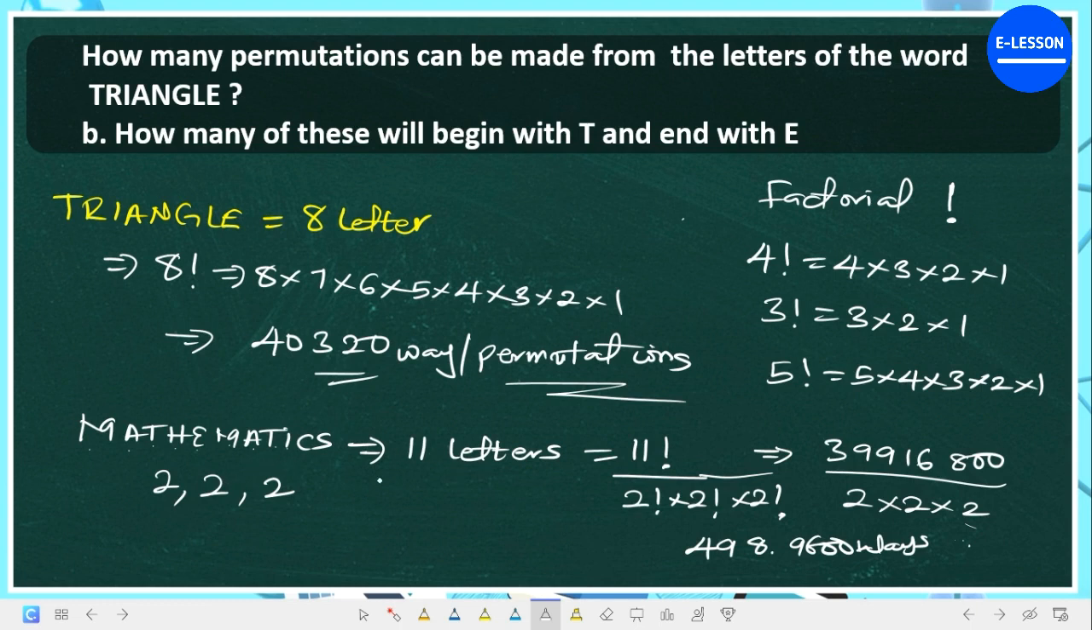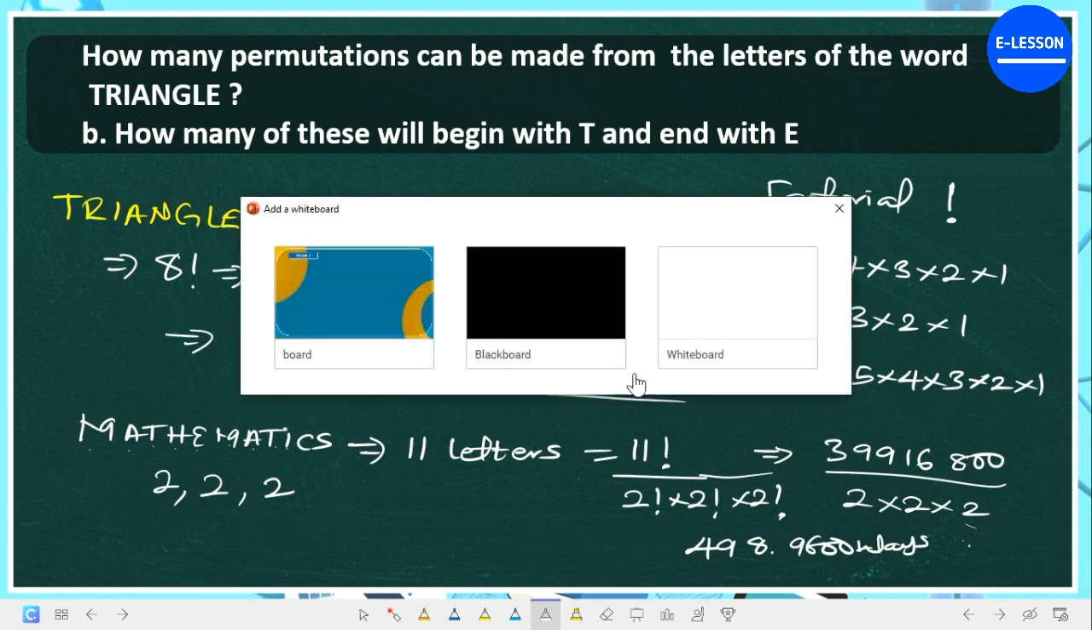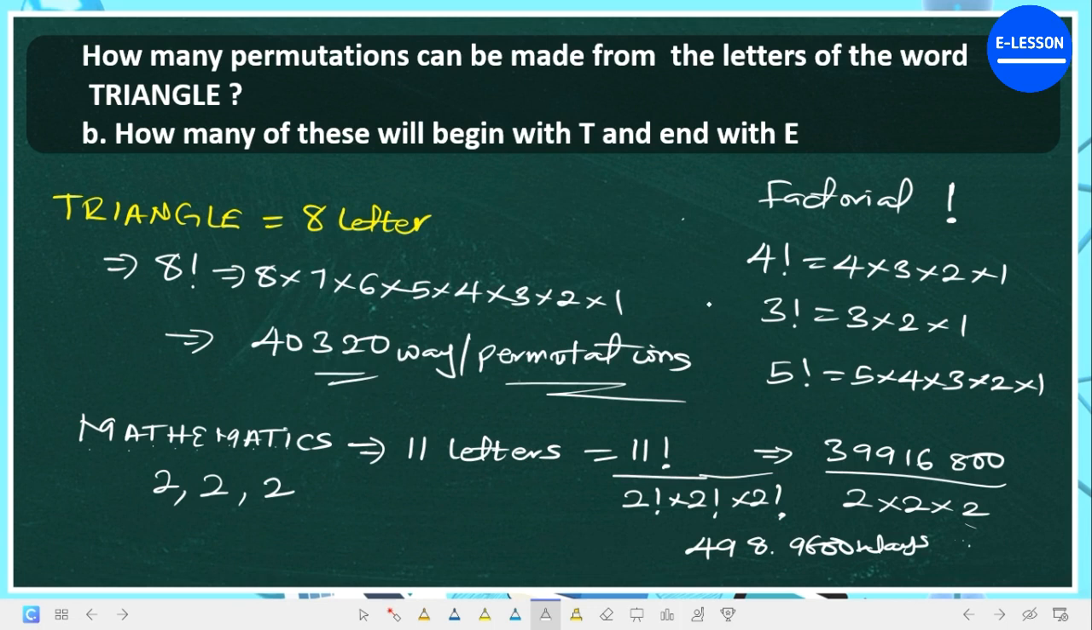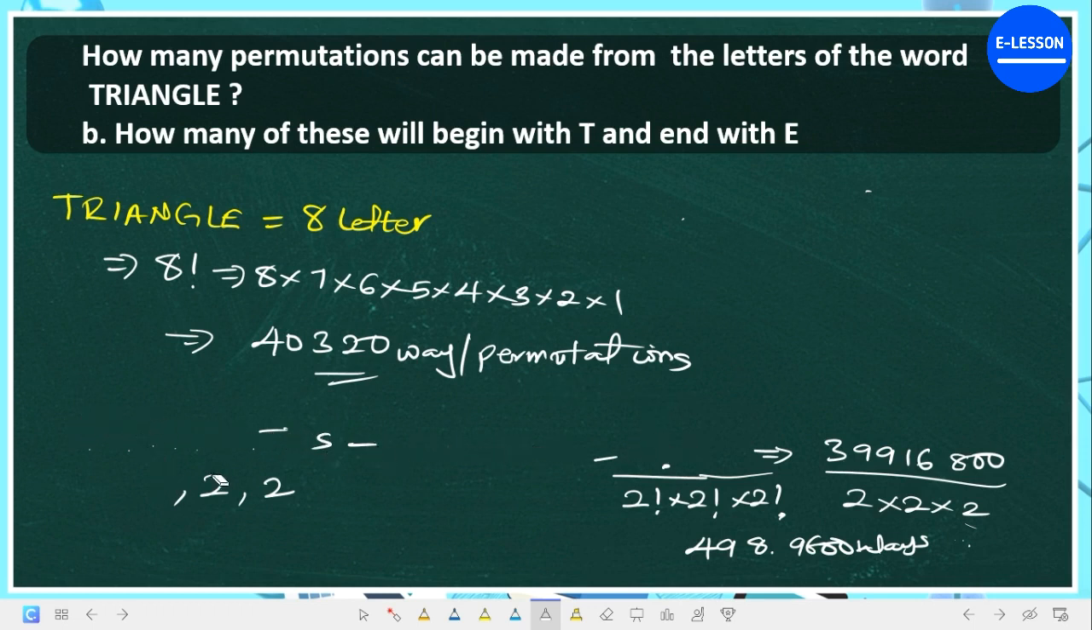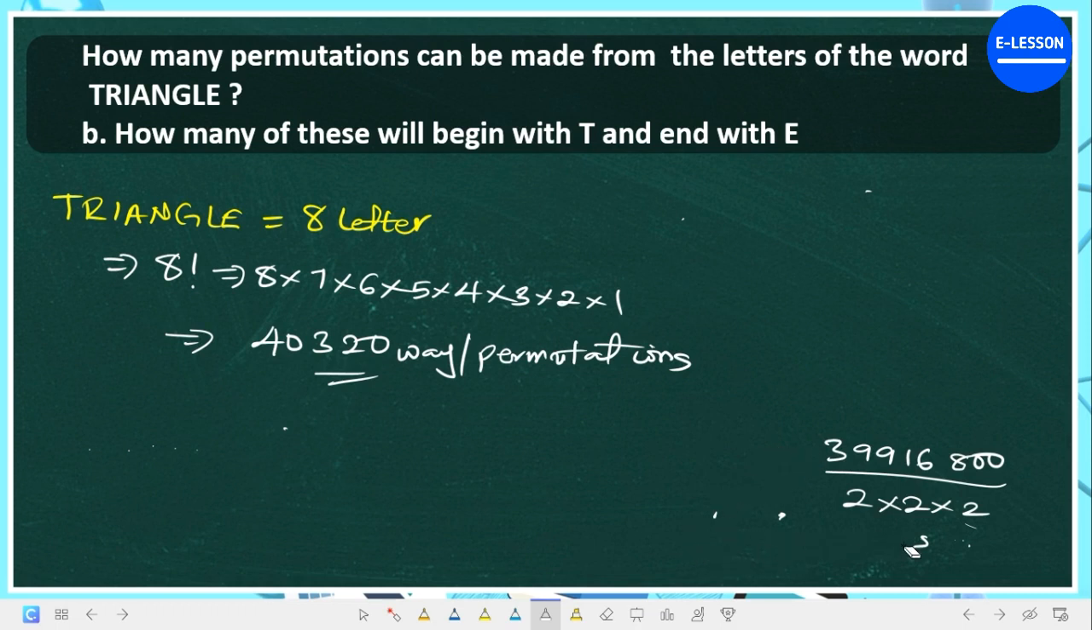Now let's look at the part B of the question. What is the part B saying? The part B says, how many of these will begin with T and end with E? So let me clean my board. This is not part of our question, I just want you to understand the concept, okay? So let's be at peace as we take this one together. How many of these will begin with T and end with E?